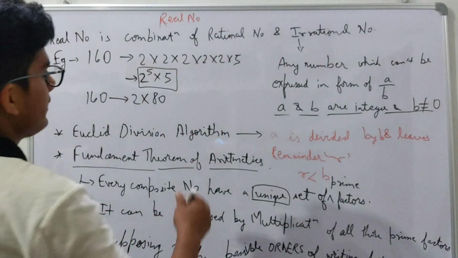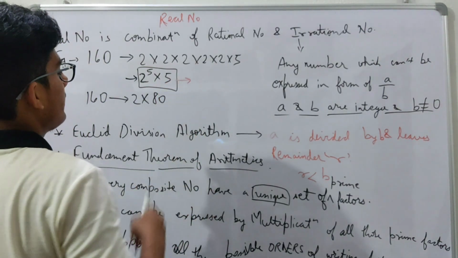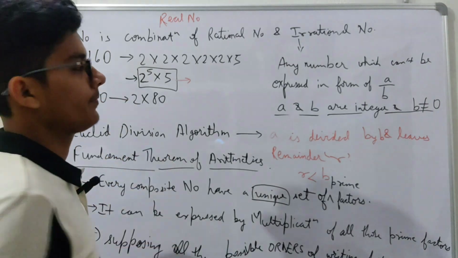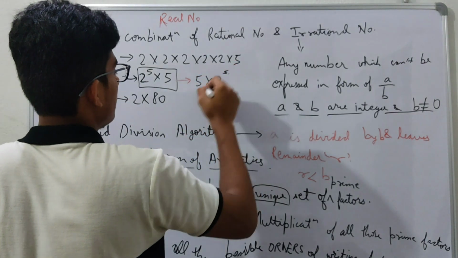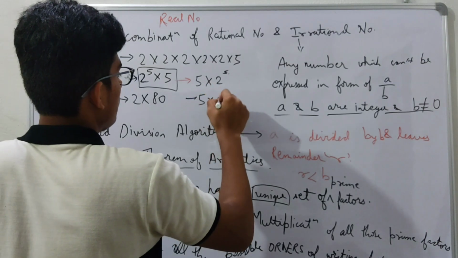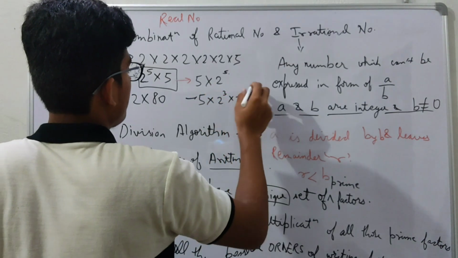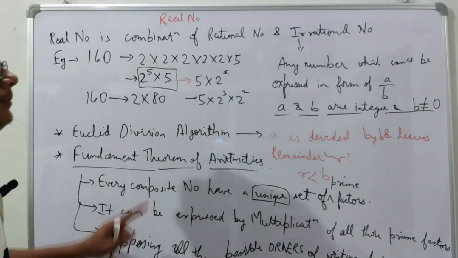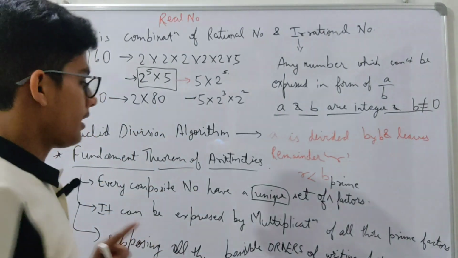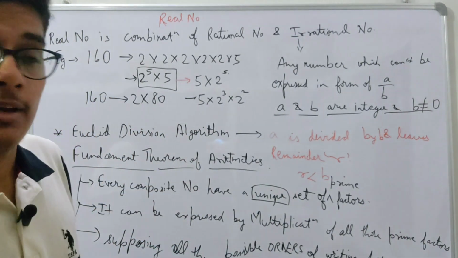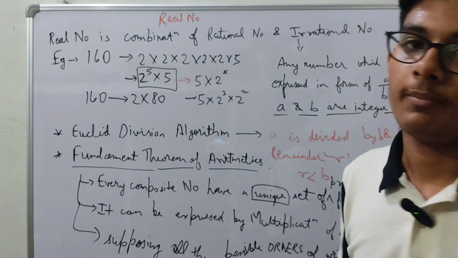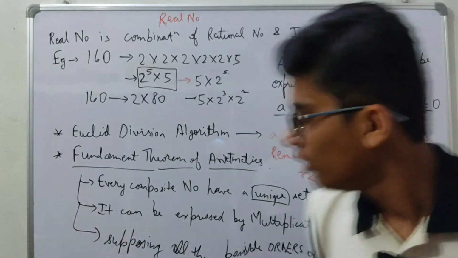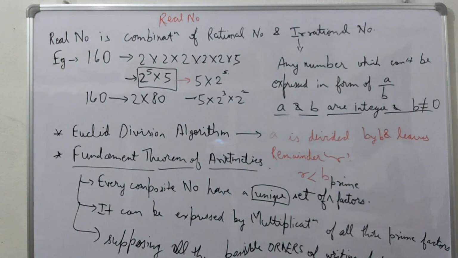It normally means that suppose we have written here 2 to the power 5 into 5. It can also be written as 5 into 2 to the power 5, or as 5 into 2 to the power 3 into 2 to the power 2. We are supposing all of these are the same. After that we can say that every composite number has a unique set of prime factors. Now take a screenshot of this.